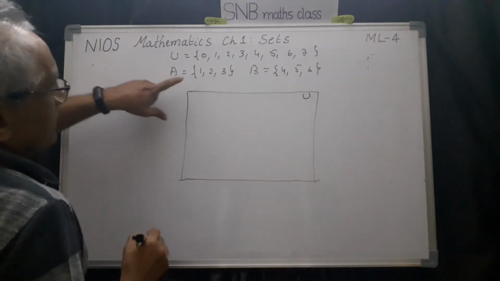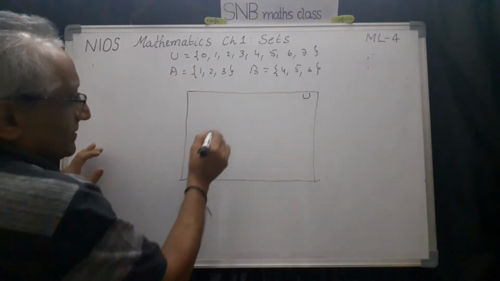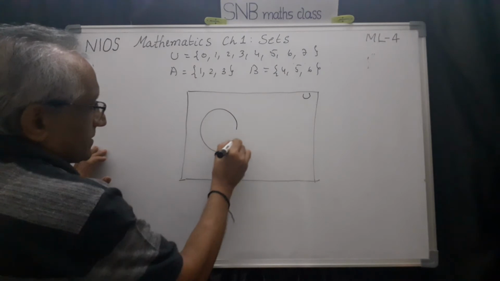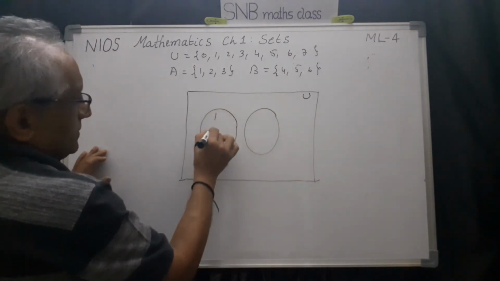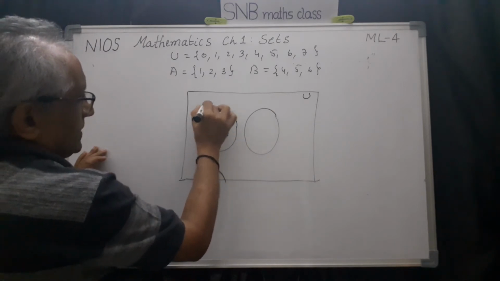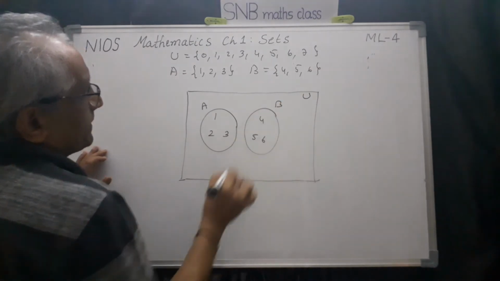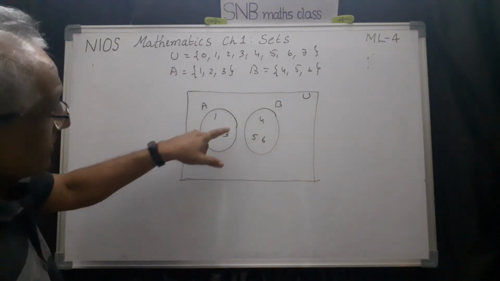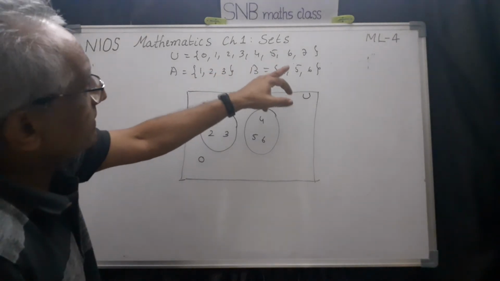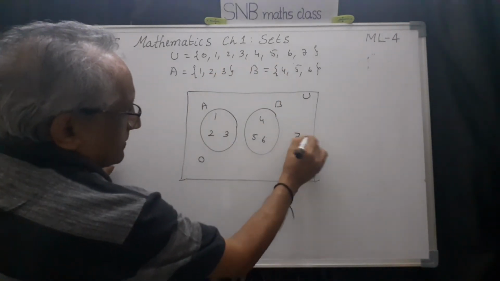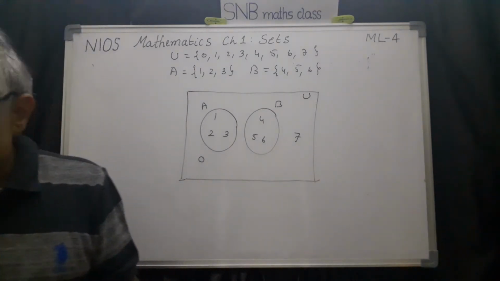First you write 1, 2, 3, and here 4, 5, 6. There is no common element. Therefore I have to draw the circles separately. 1, 2, 3 is A, and 4, 5, 6 is B. 0 is not in A and not in B, therefore I write it outside, and 7 is also there, somewhere here. So this is the Venn diagram. This is how we have to represent it.